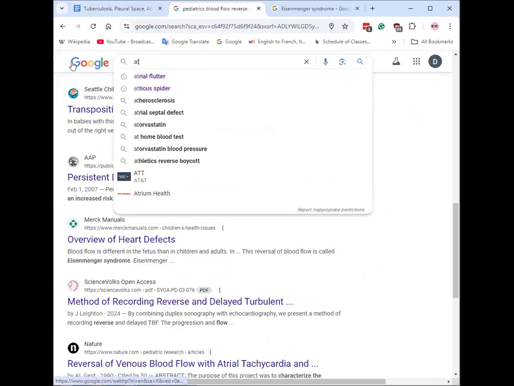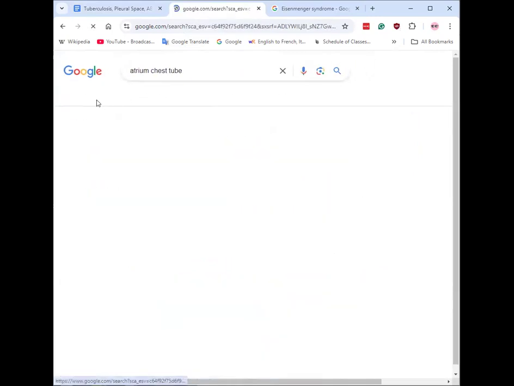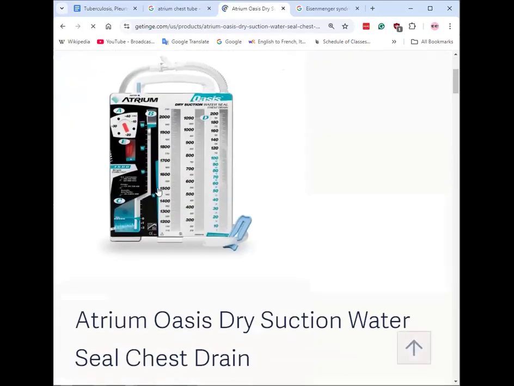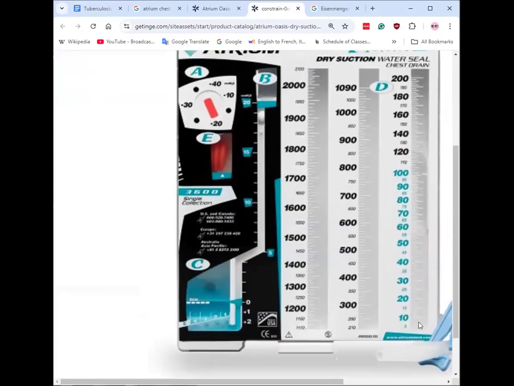Maybe we can get a better picture of the Atrium. That's the one I know better. Atrium chest tube. Is it a good picture? Probably a good picture. That's not bad. Okay, cool. So this is how you're going to see how much is being drained out. Here, I don't recall, but I think B is your pressure, and I think typically it's like 20 or so. Here would be your water seal.